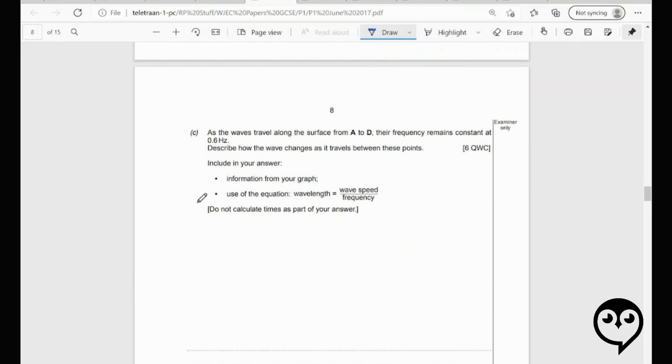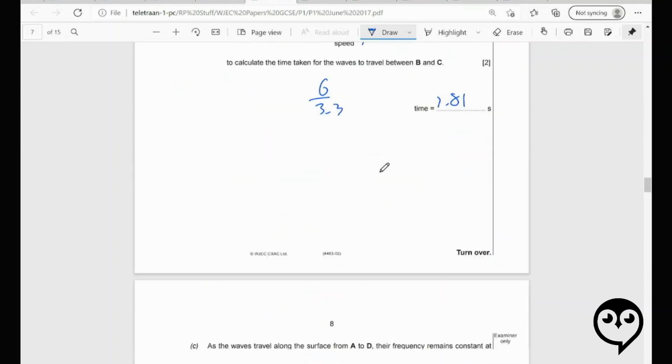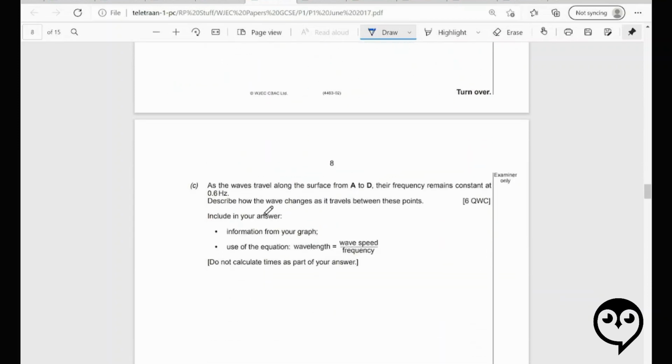And as the waves travel along the surface from A to D, their frequency remains constant. Describe. It's a written one. Oh boy, here we go. Describe how the wave changes as it travels between these 2 points, A to D. Use information from your graph. Use the equation. Do not calculate times as part of your answer.